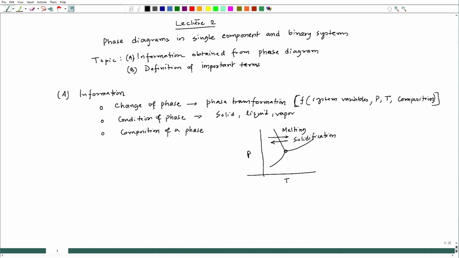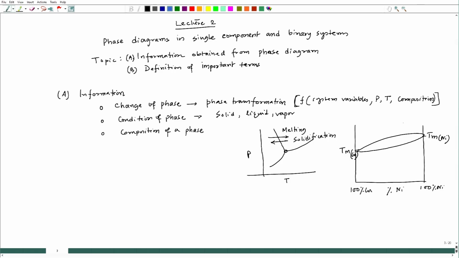But in case of binary system, the example we have seen in the last lecture, the percentage of nickel we are changing, this is 100% nickel and this is 100% copper. So, here it is the copper melting point and this part is the melting point of nickel, and the melting point of nickel is more than the melting point of copper, and the diagram looks like this.